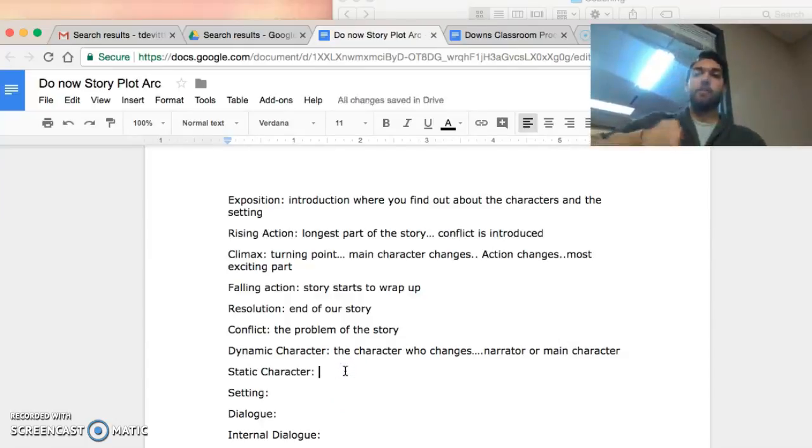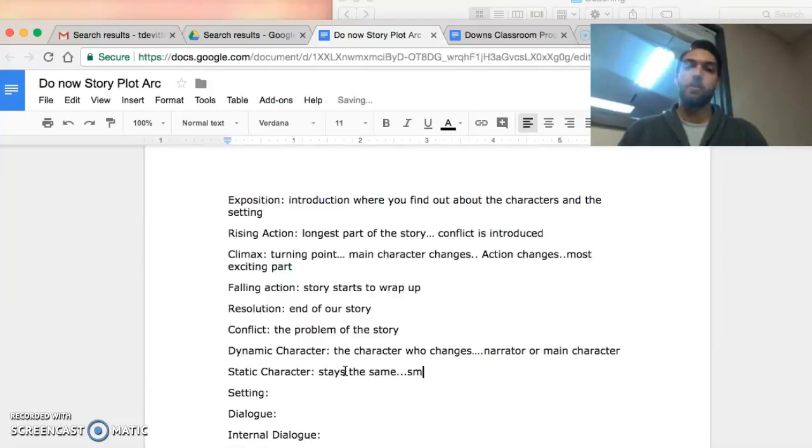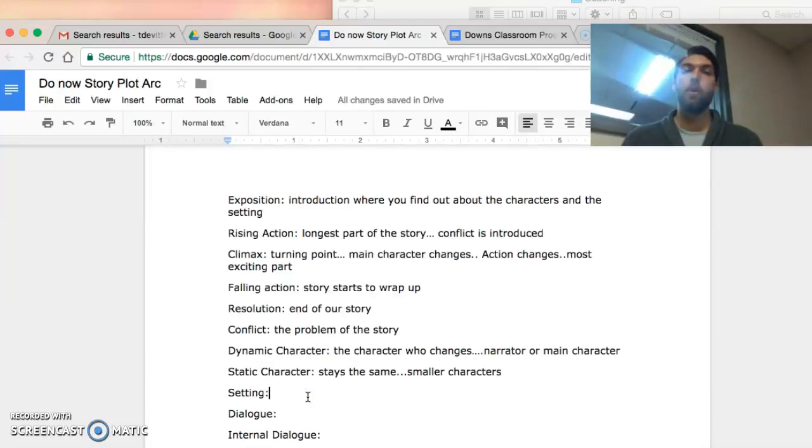A static character, think of like static electricity, like when you rub a balloon on your shirt and it sticks. This is the character who just kind of sticks and stays the same. These are going to be all the smaller characters. So for example, Ponyboy is a dynamic character. He changes big time. Dally, I would argue, is pretty static. He just stays mean. Or Soda Pop is pretty static. He starts out kind of the same as he ends. Ponyboy changes though, so he's dynamic.